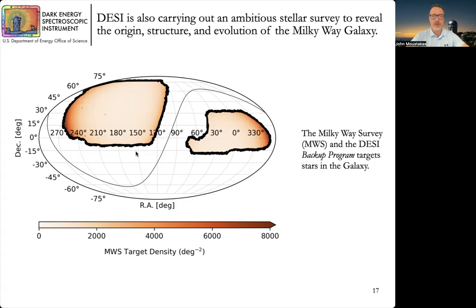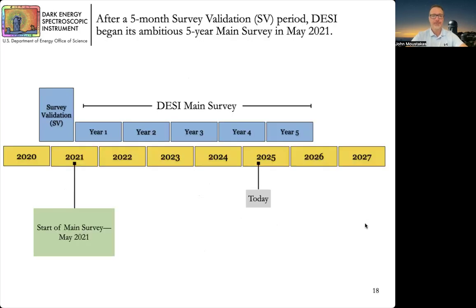And this just shows the target distribution of Milky Way survey targets on the sky. So lots of exciting science coming out of the Milky Way survey. Okay, so let's look at a timeline of where things stand and where DESI is in its survey and in relation to the data releases.